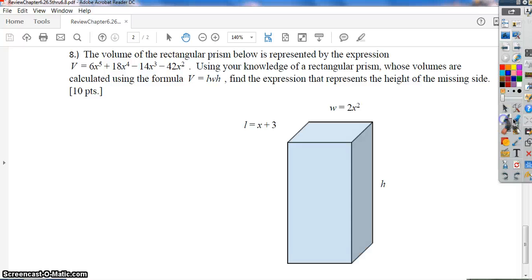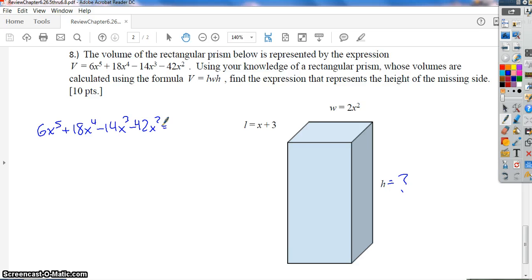Okay, last problem. We want to know what h equals. They tell you the volume is 6x to the 5th plus 18x to the 4th minus 14x to the 3rd minus 42x squared. So here's my volume of the entire item. I'm going to set that equal to what I know.